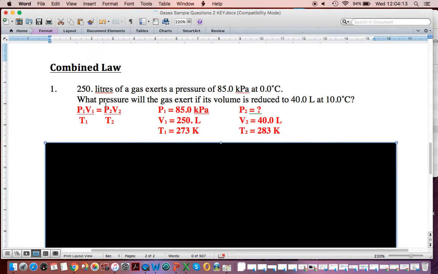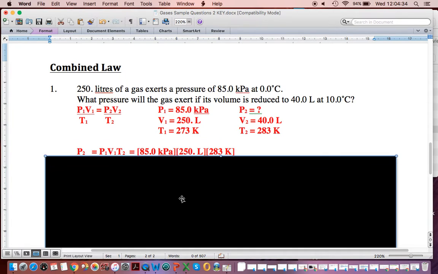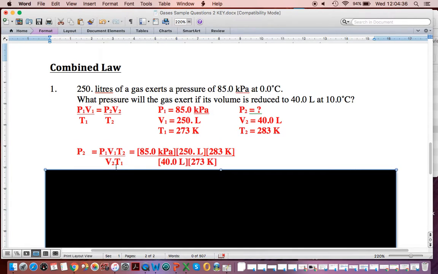So we'd look at this, we would circle our P2 here. We know we're going to multiply what's adjacent, P1, V1, and we're going to multiply by the T2. Those things are all adjacent to the P2. We're going to divide by the T1 and we're going to divide by the V2 because they're right with the pressure. So simple algebra rearranging. So we write out that equation, get in that habit. Once we do that, the question's easy.